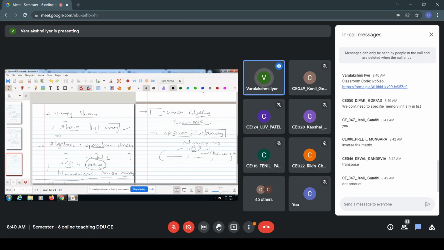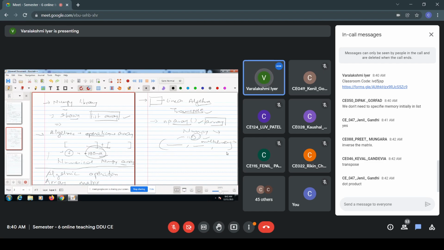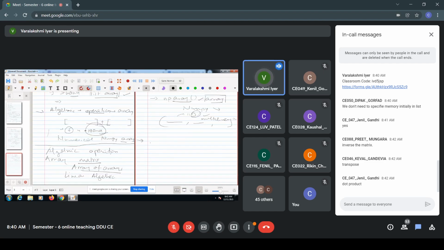So these are some of the functions that are present. For example, if you want to perform the transpose of a matrix, you have to use dot T. As I say, it is a syntax. If you want to find the inverse or determinant, it is present in the linear algebra library of NumPy, where you can perform the determinant. Similarly, there are other functions as well.